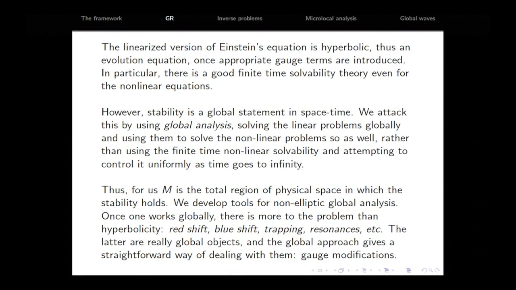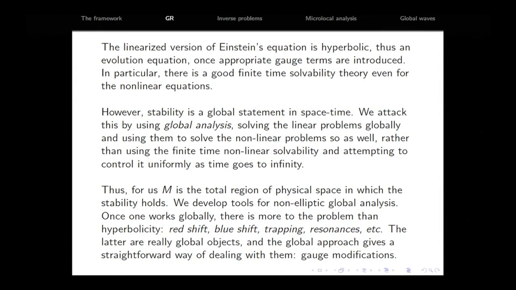That's basically the usual ODE theory perspective, the evolution equation perspective. But stability is really a global statement in space-time, so what we do is use global analysis. A typical way people think about nonlinear evolution equations is that you solve them for finite time, and you try to show, maybe by using some conserved quantities or quantities you can control, that you can keep iterating.